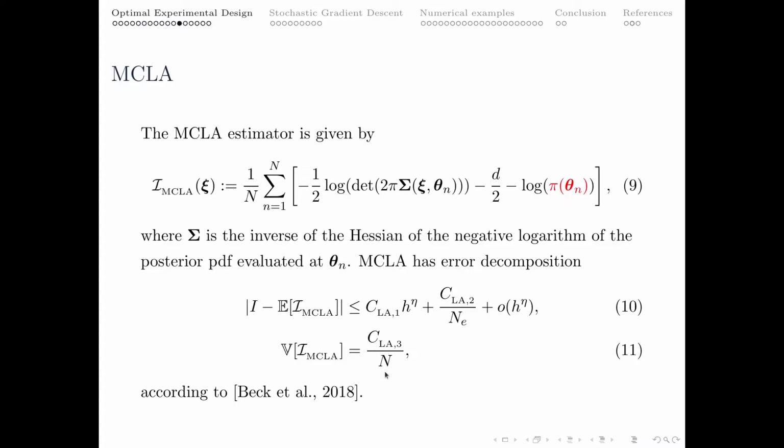The cost of this estimator is given by the sigma here. So we need to look at n sigmas. Each sigma requires a Jacobian of the model with respect to theta. So that is the cost of this estimator. In general, to achieve the same error as the double loop Monte Carlo, we need fewer model evaluations.